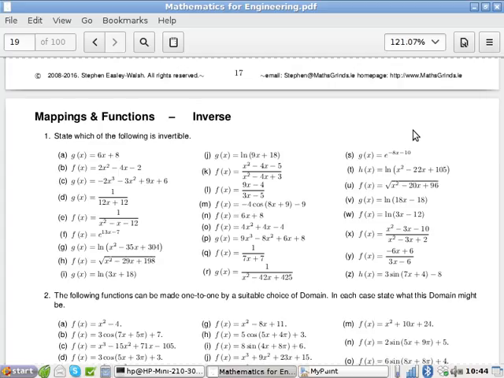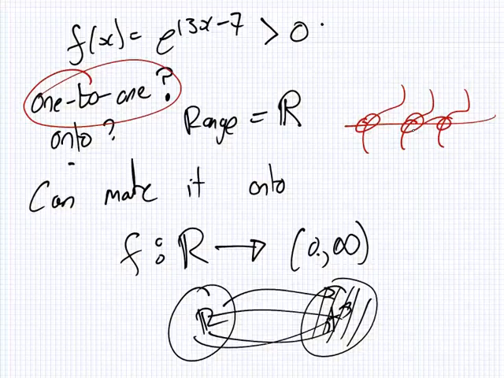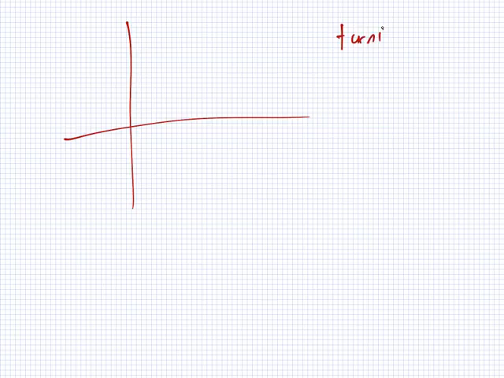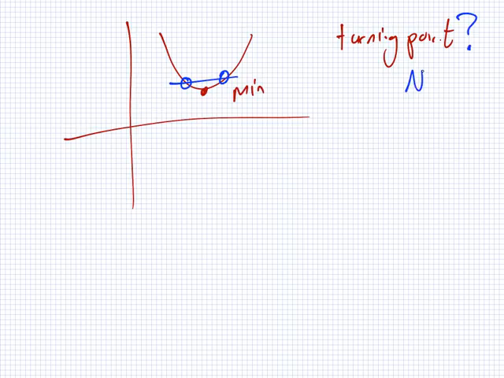The graph is the nicest way, but another way to check is you can try and find a turning point. Do you remember turning point? If it has a turning point, like a minimum, then it's definitely not one-to-one, because you can draw a line here that has 2. So you could see if there's any turning points. If there's no turning points, then it's probably one-to-one. But if it has a turning point, then it's not.